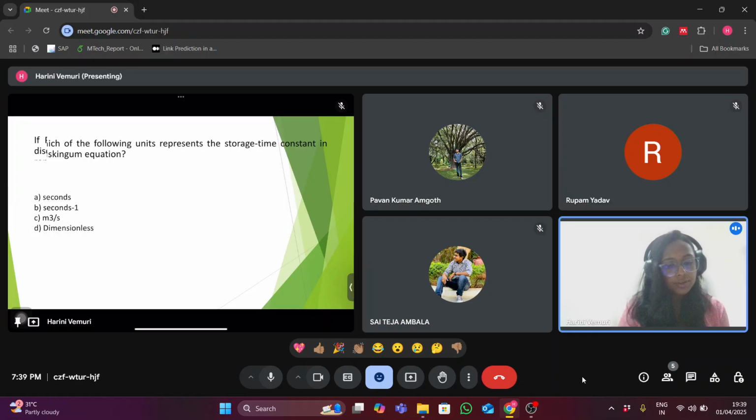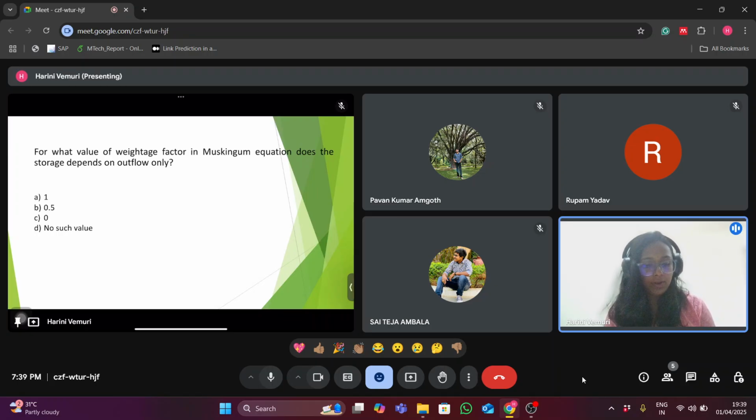So which of the following units represents the storage time constant in the Muskingum equation? That is the term K. If you remember, it should have the same dimension as time. So among these three options, second inverse, meter cube per second, and second, the second is the one that has the dimension of time. So option A.